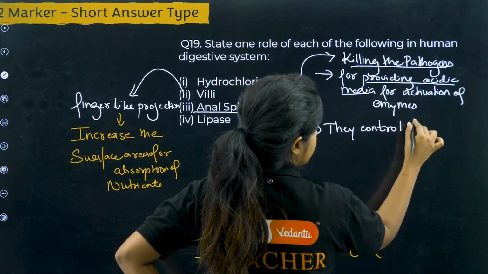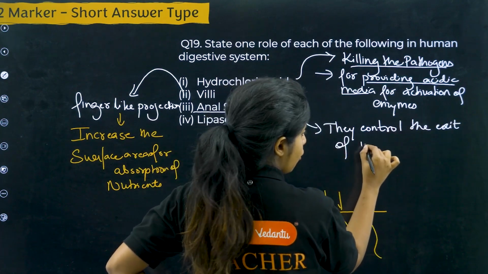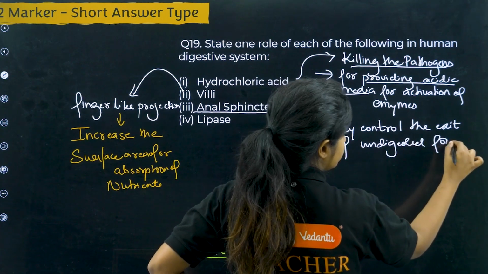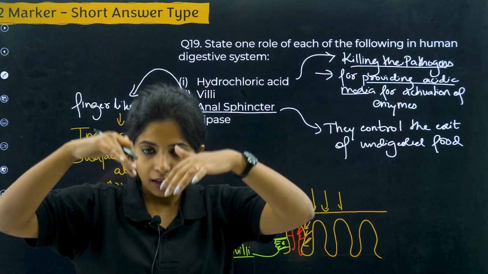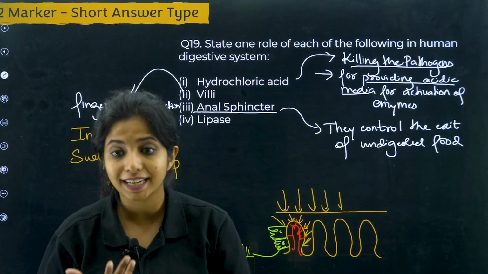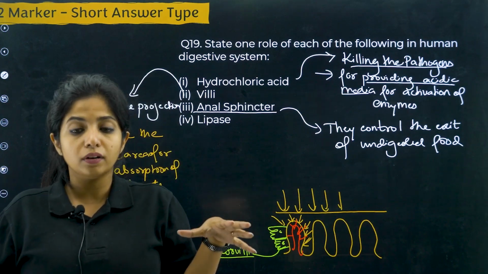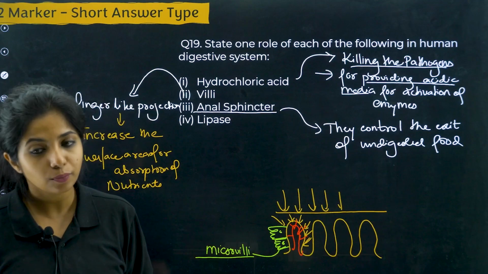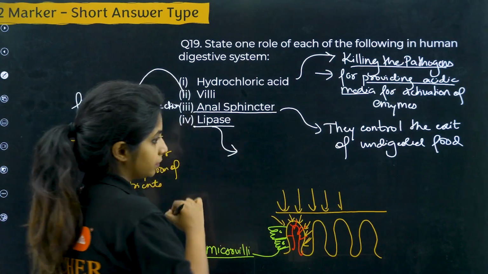They control the exit of what, children? Exit of undigested food. So the sphincter muscle has to open, has to relax. That's when it will allow the undigested food to go out of our body in the form of excreta. So that is why we need the anal sphincter. Now if the anal sphincter is always open, what will happen, children? Excreta will go out continuously. That is also a big problem. We don't want that.